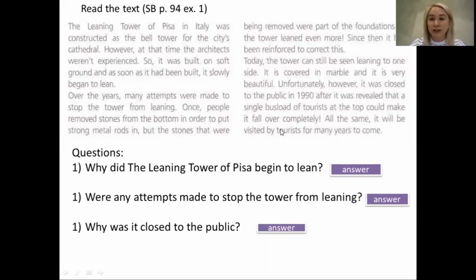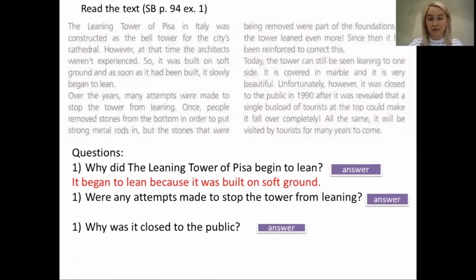So the first question is, why did the Leaning Tower of Pisa begin to lean? So the correct answer is, it began to lean because it was built on soft ground. So I used past simple passive. It was built.